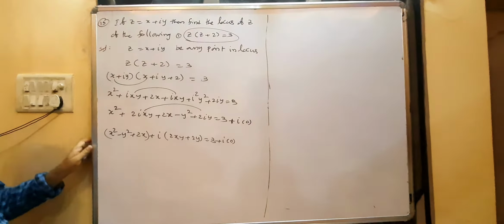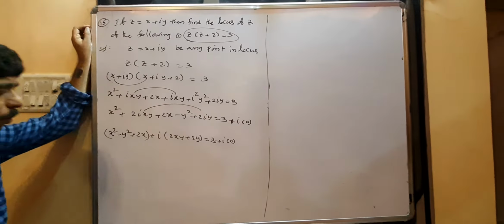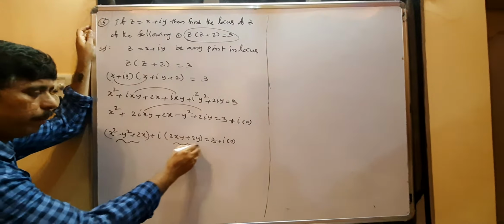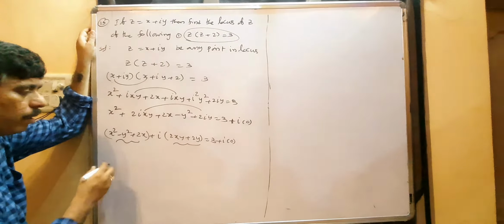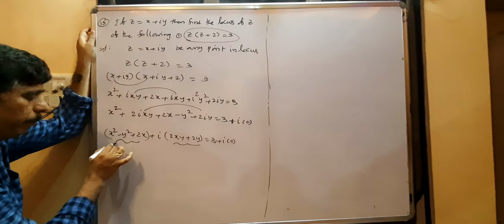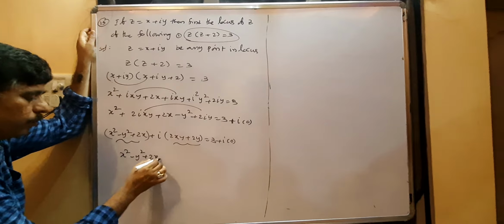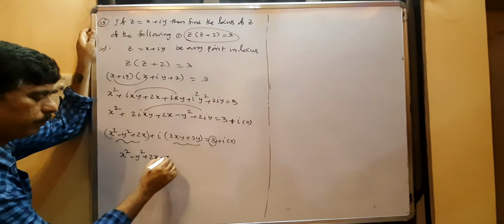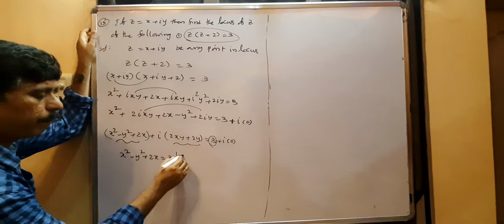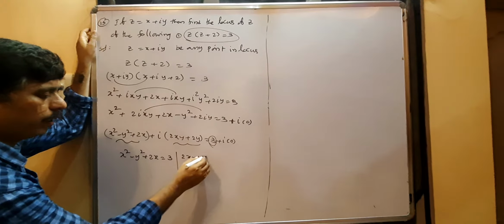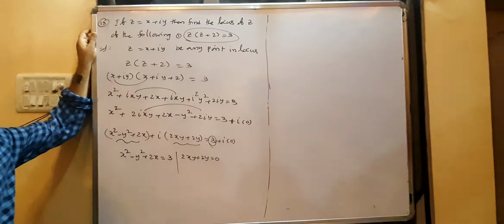Two complex numbers are equal means corresponding real parts and imaginary parts are equal. Comparing the real and imaginary parts: the real part is x square minus y square plus 2x, and the right side real part is 3. The imaginary part is 2xy plus 2y, and the right side imaginary part is 0.